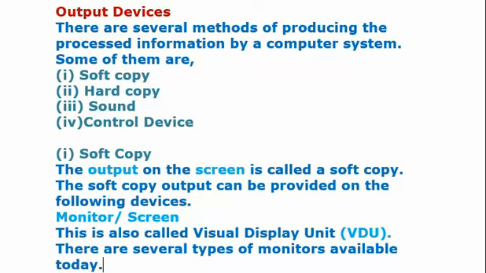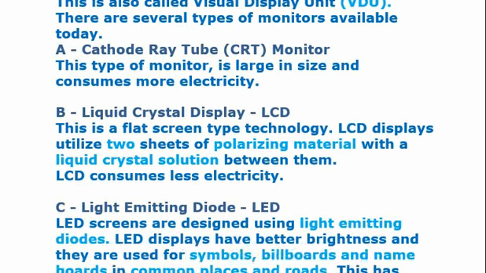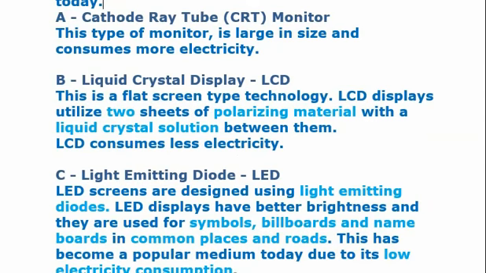Since the display is taken visually, we call it a visual display unit. There are different types: cathode ray tube. This is all analog monitor. Large in size, consume more electricity. Nowadays we use LCD. A liquid crystal solution is used between polarizing material. Flat, compact, consume less electricity.